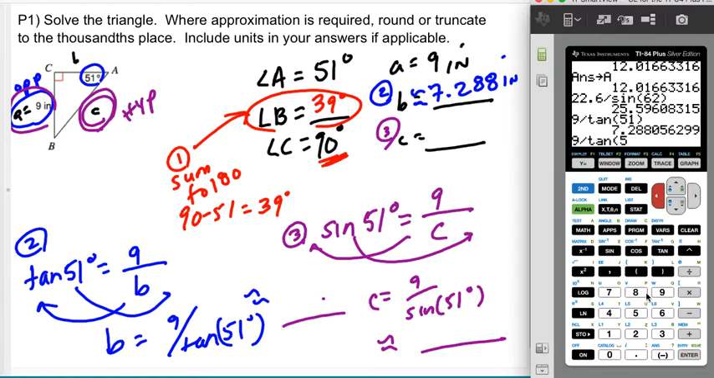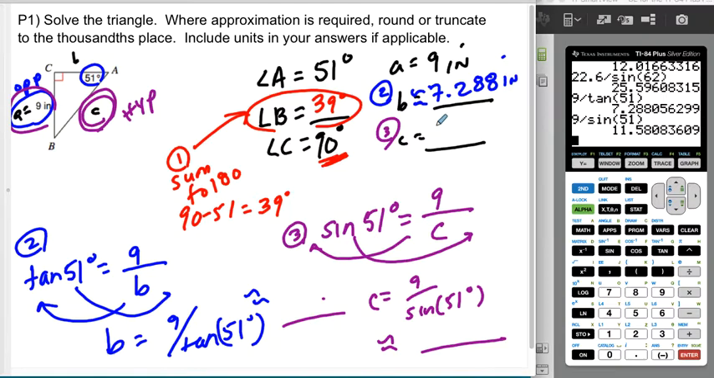Oh, I didn't mean to. I deleted some stuff, but that's all right. Change that tangent to a sine and hit enter. And I get that this is approximately 11.580 or 1 inches. And again, do a quick double check.